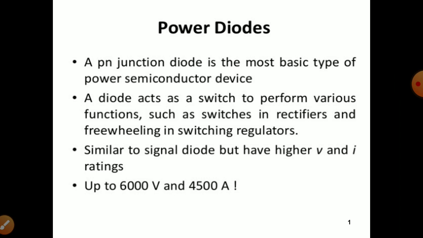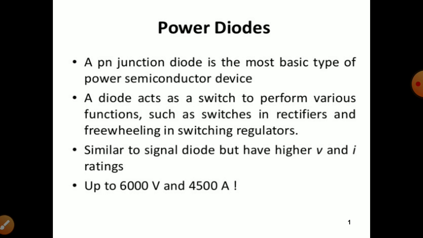So, the power diode is also a PN junction diode, the most basic type of power semiconductor. It's the first type of power semiconductor switch which was manufactured. It's a very basic one. The diode acts as a switch to perform various functions, such as the switches in rectifiers, and freewheeling in switching regulators.